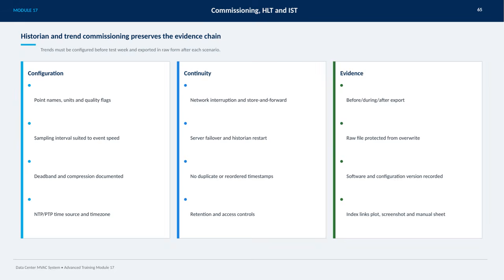Throughout the process, protect the raw data files from being overwritten, record software and configuration versions meticulously, and create index links that connect plots, screenshots, and manual sheets to build a comprehensive, reliable evidence chain.